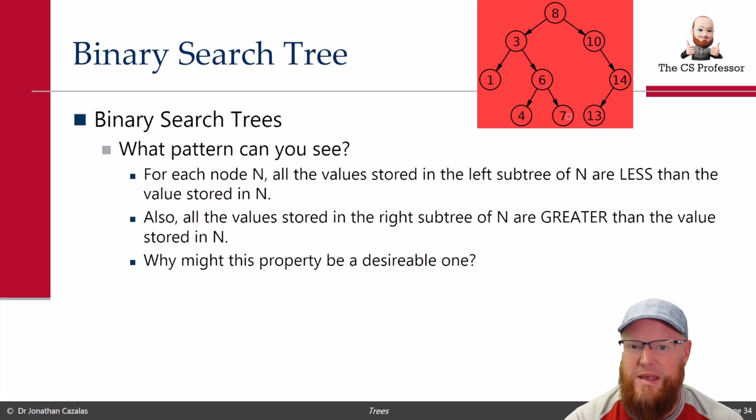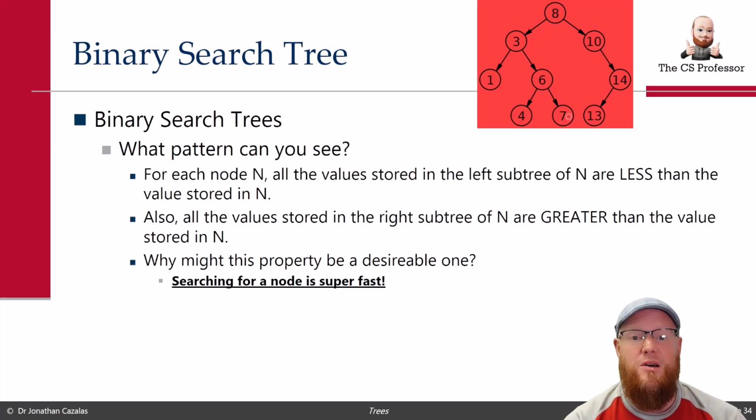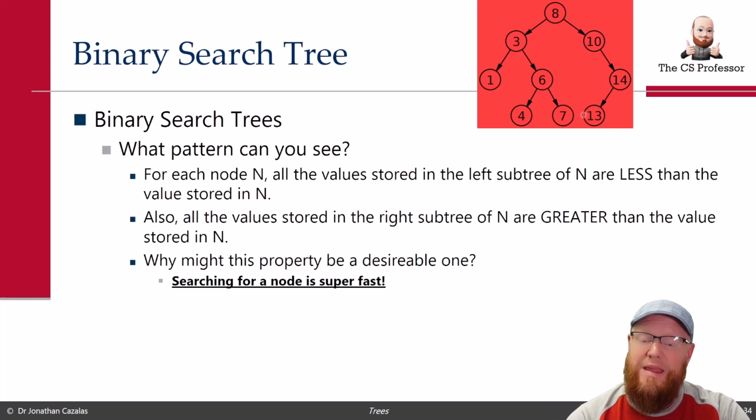Why would this be a desirable property? And the answer is simple, because now searching for a node is super fast. How many nodes do we have here? We have 1, 2, 3, 4, 5. We have 9 nodes. Imagine if we were looking for node 14 in a list. We would just traverse from beginning to end.